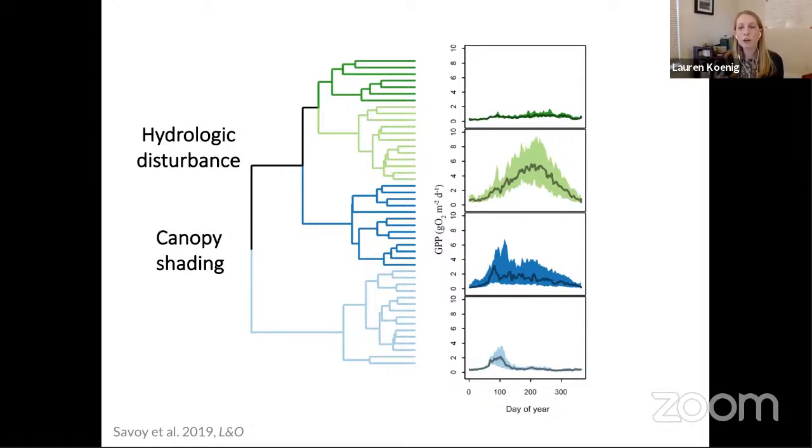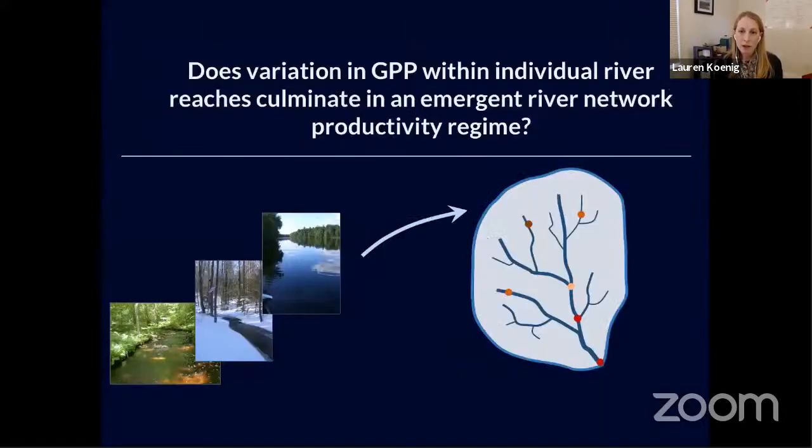And so we know that a suite of drivers influences GPP at the scale of individual stream reaches, but we don't yet know how these factors combine to influence GPP at broader river network scales. And so the specific research question that I'll start with today is, does variation in primary productivity within individual stream reaches culminate in an emergent productivity regime for river networks? And so I'm really motivated by asking, to what extent are there distinctive productivity regimes for river networks?